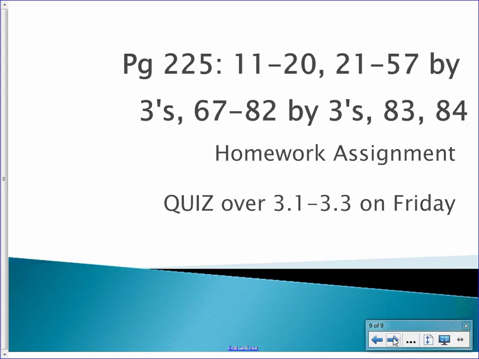Our quiz on Friday is going to be over Monday, Tuesday, Wednesday's material. So exponentials, logarithms, expanding, condensing. All right. Tomorrow we will work in class on some review problems, and you'll get a problem set tomorrow.